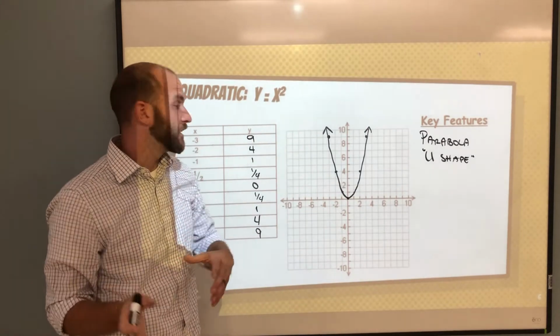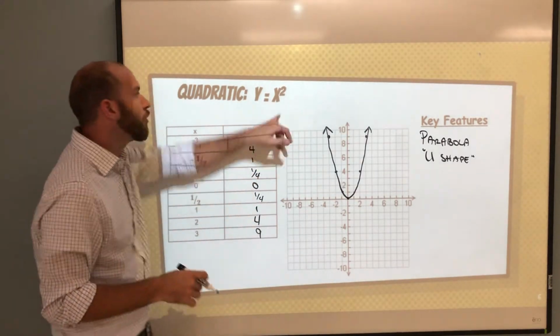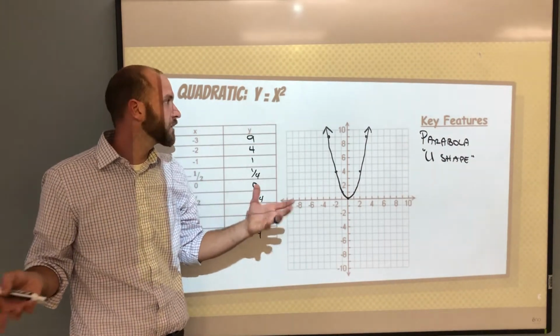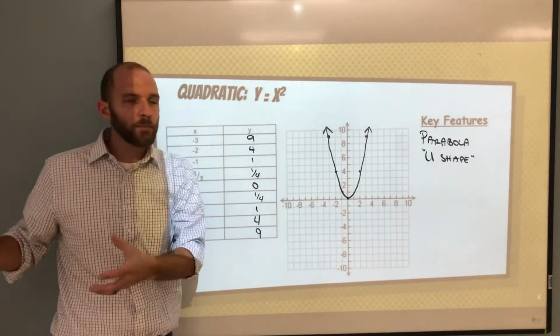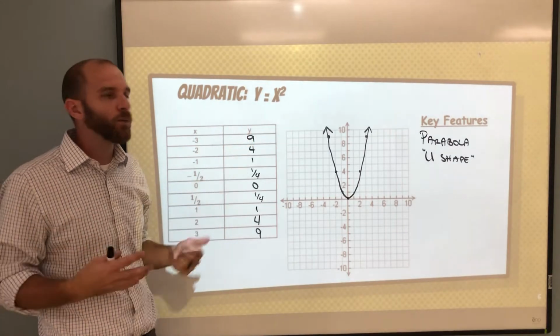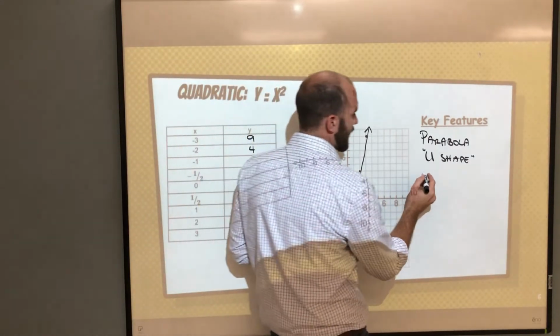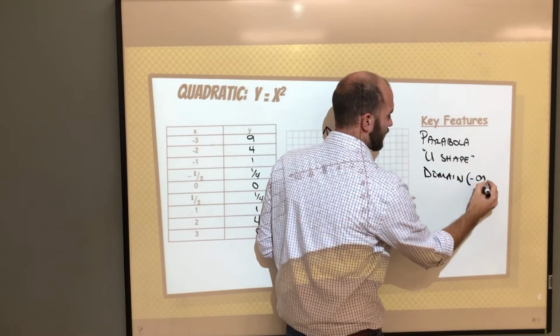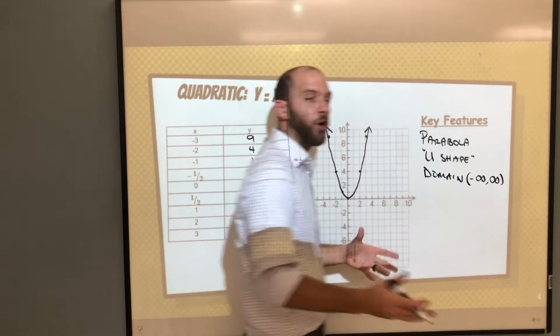Let's talk about the domain and range. The domain, there's no value that won't work for x when we put it in here. We can put huge numbers in for x. We can put super big negative numbers in for x, and we will always get a y value out from that. So the domain is negative infinity to positive infinity, or all real numbers.